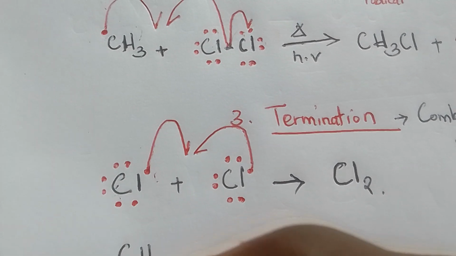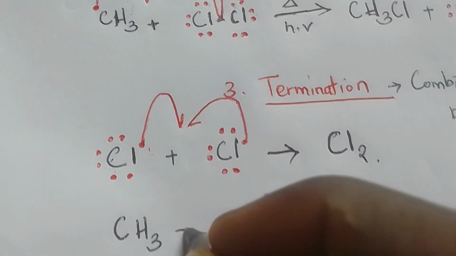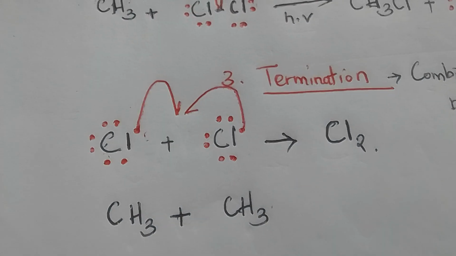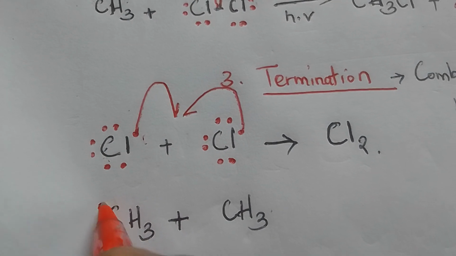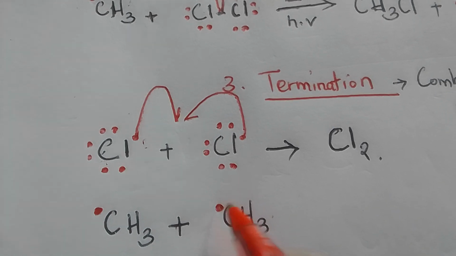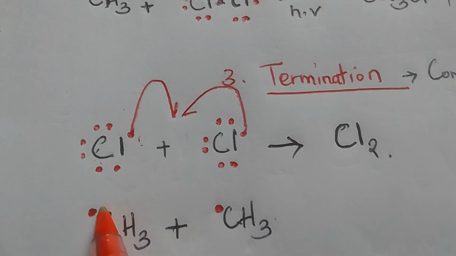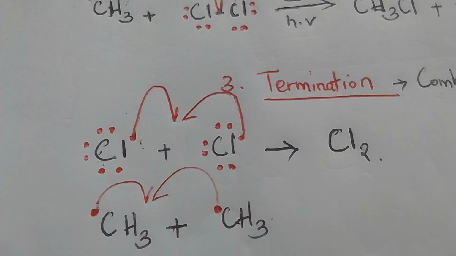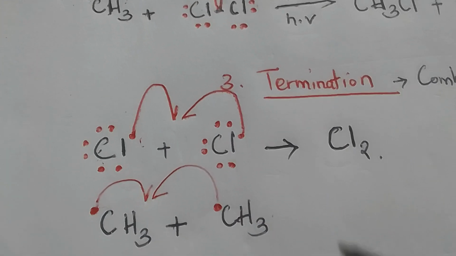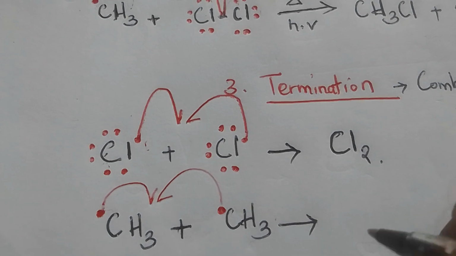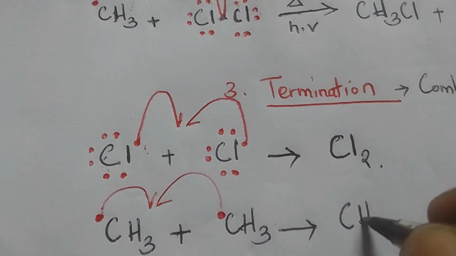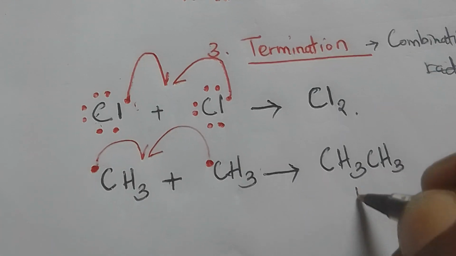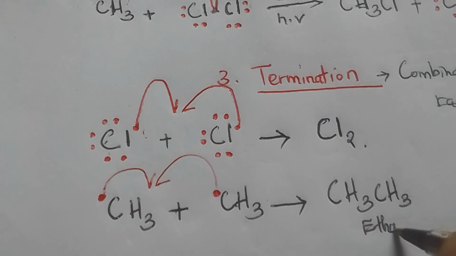Another radical that can possibly react is the methyl radical. The two methyl radicals, a radical being shown with the unpaired electron. The two methyl radicals, again this unpaired electron joins to form an ethane. This is an ethane.